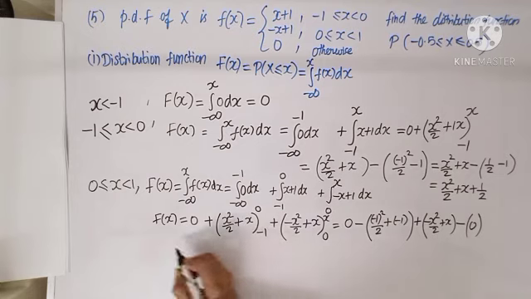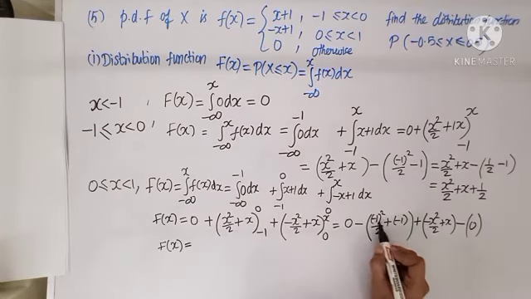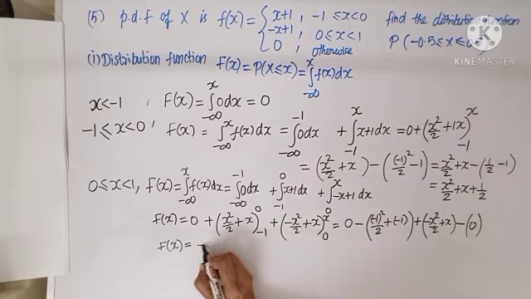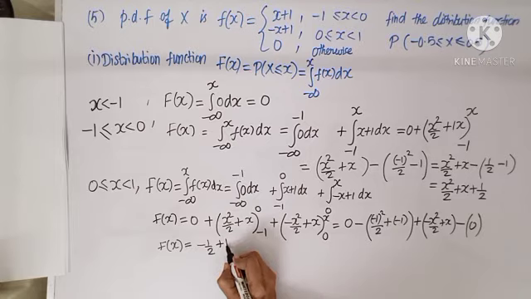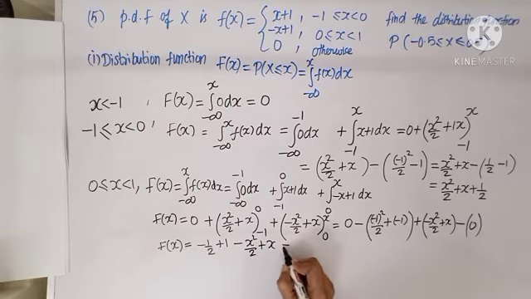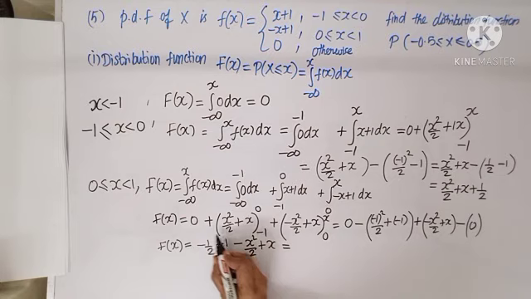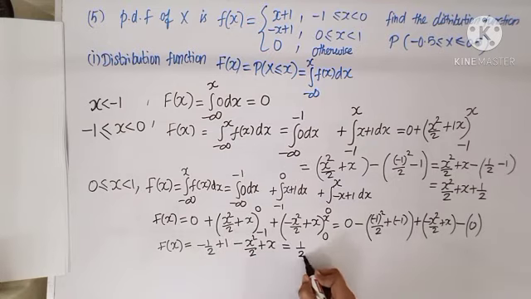As we simplify, f of x is equal to minus 1 square by 2, minus symbol here, minus 1 by 2. Minus of minus 1 plus 1 minus x square by 2 plus x. As we simplify, 1 minus half is half minus x square by 2 plus x.